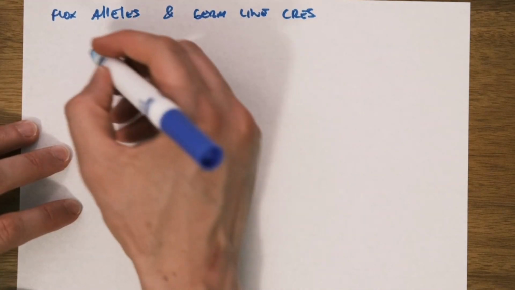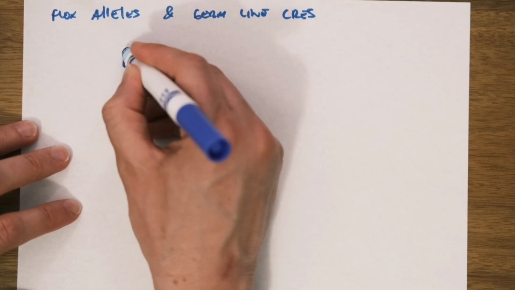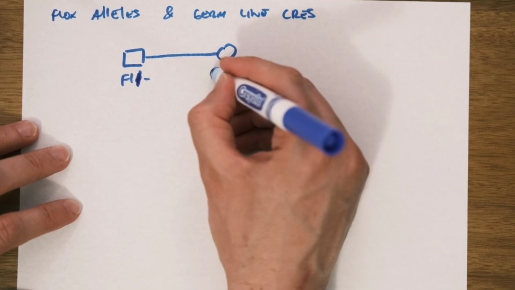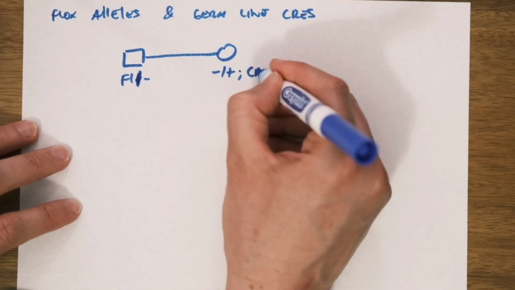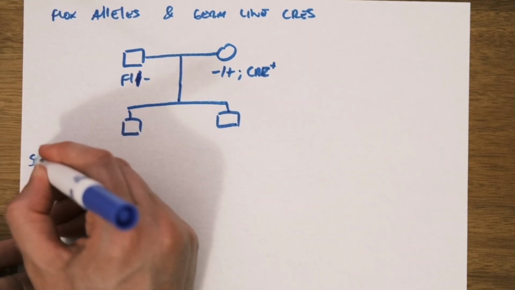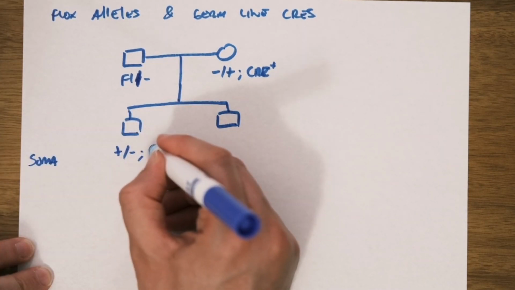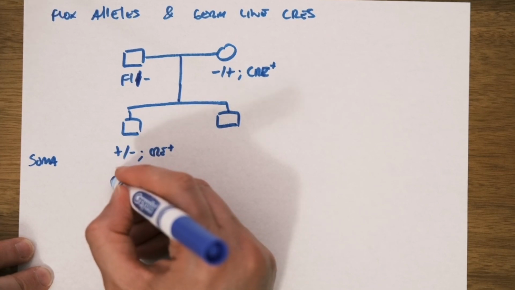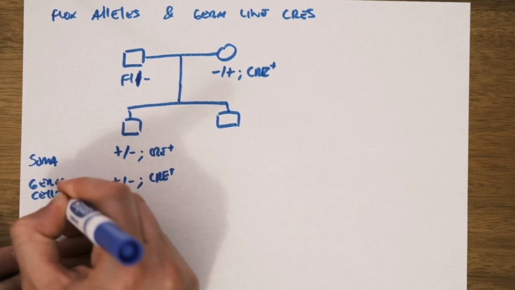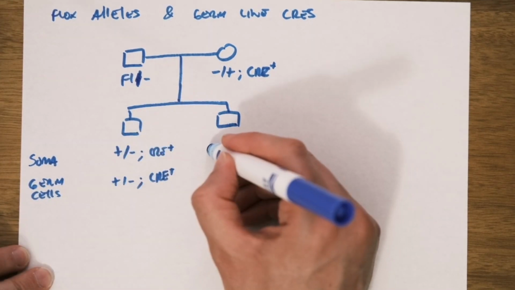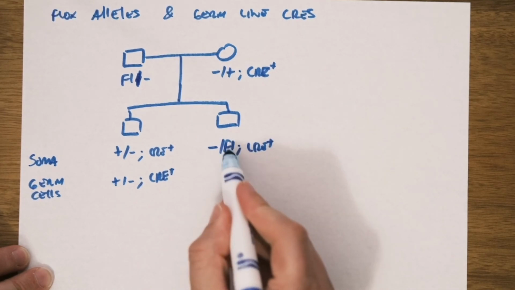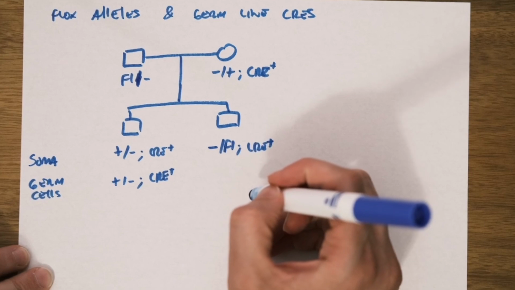So one breeding that we can use to test this is having, for example, a male Flox minus crossing to a female minus plus that has the germline Cre. This can give us a control situation where we have, in the soma, heterozygous for the null and the Cre, and in the germ cells this wouldn't change because there is not a Flox allele. These germ cells, and this would be the control. In the experimental we have the minus Flox Cre positive. Here the Flox and the wild type are playing the same function.